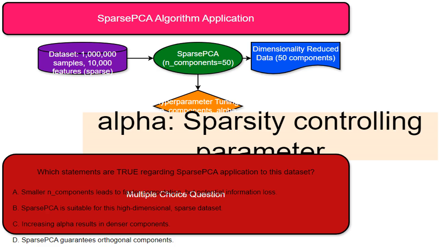SparsePCA is specifically designed to work efficiently with large datasets containing many zeros, which is exactly the type of data described here. Standard PCA would struggle with such a dataset. I think of it as having a toolbox. SparsePCA is the right tool for this job.